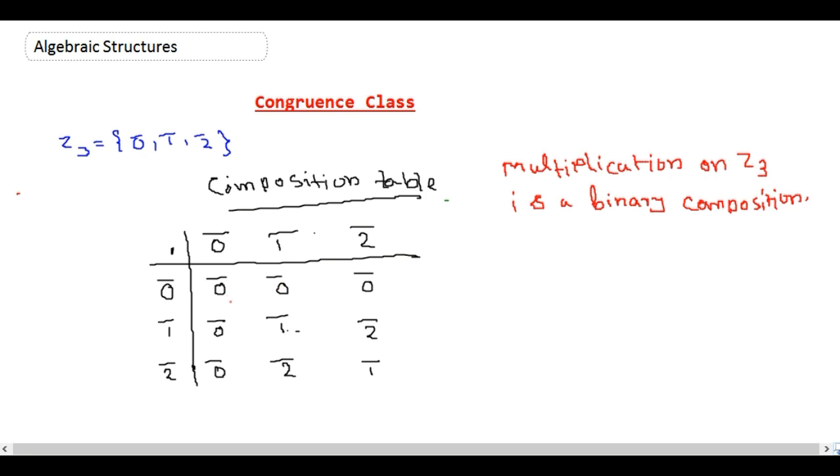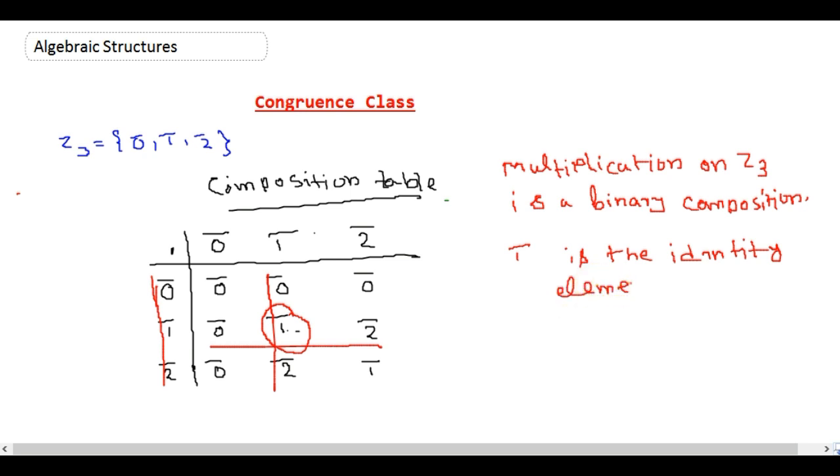Now look over here: which one is the identity element? Can you find anything which is an identity element? Just check which row is parallel to the upper row in the composition table. 0 bar, 1 bar, 2 bar, this is the upper row. Which column is parallel to the column on the totally left hand side of the composition table? 0 bar, 1 bar, 2 bar. Here we get that 1 is the common one. So 1 bar is the identity element.